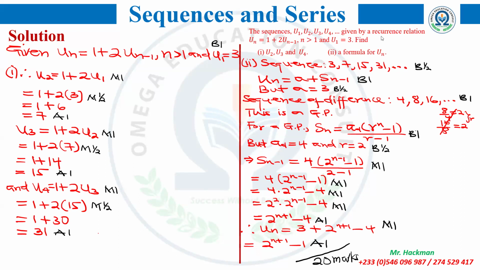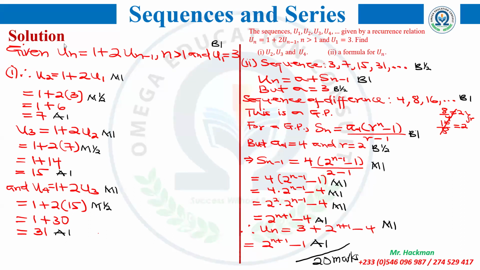So automatically you know that you are dealing with a recurrent sequence. If you like, you can underline. Then u sub n is equal to 1 plus 2 u sub n minus 1, n greater than or equal to 1, and u sub 1 is equal to 3. Find, (i), the second term, the third term, and the fourth term of that recurrent sequence. Then you are supposed to find a formula for u sub n. Whenever you are asked to find a formula for u sub n, we need a formula only in terms of n.